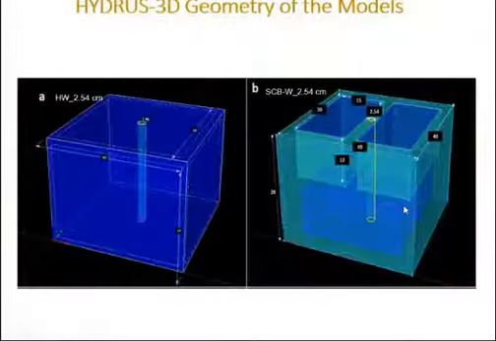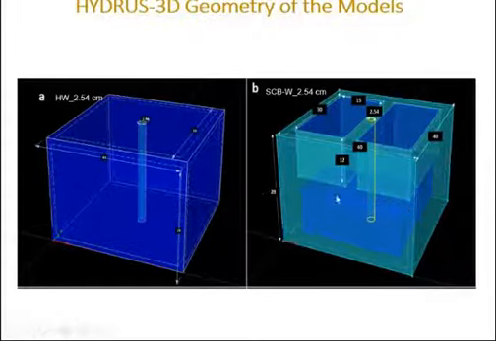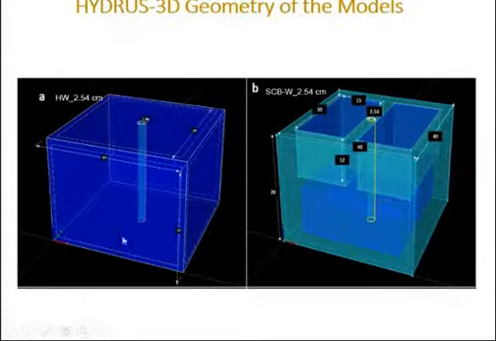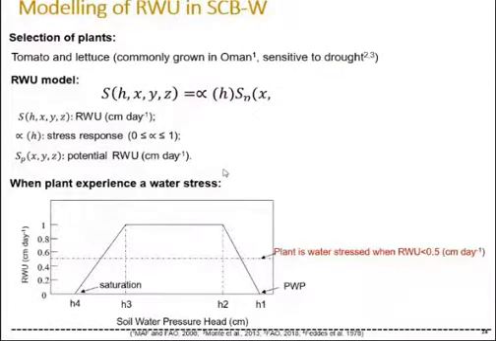In the modeling, I modeled these different structures. Here you have the smart structure, and here you have the control. Later on I used the model. I chose two different crops, tomato and lettuce, because they are commonly grown in Oman and they are very sensitive to drought. That's why I wanted to test it. And I used this root water uptake model, which in this equation shows the root water uptake is a function of the stress and the potential root water uptake.